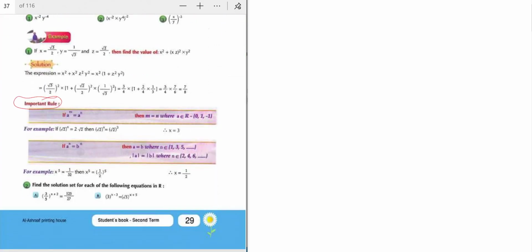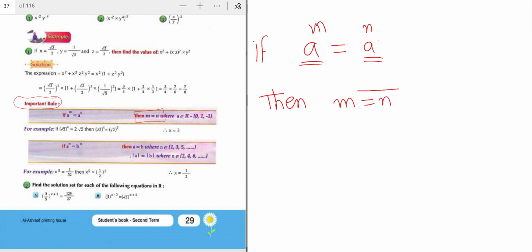Now we take an important rule. If a power m equals a power n, when base equals base, then power equals power. a power n equals a power n. If base equals base, then n equals m, power equals power.